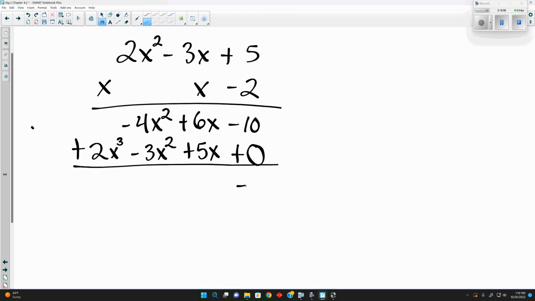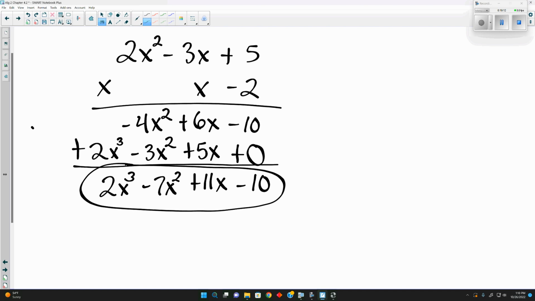So negative 10 plus 0 is negative 10. 5x plus 6x is plus 11x. Negative 4x squared plus negative 3x squared is negative 7x squared. And then we have 2x cubed, that's it. It's not too bad. Any other questions on this here?